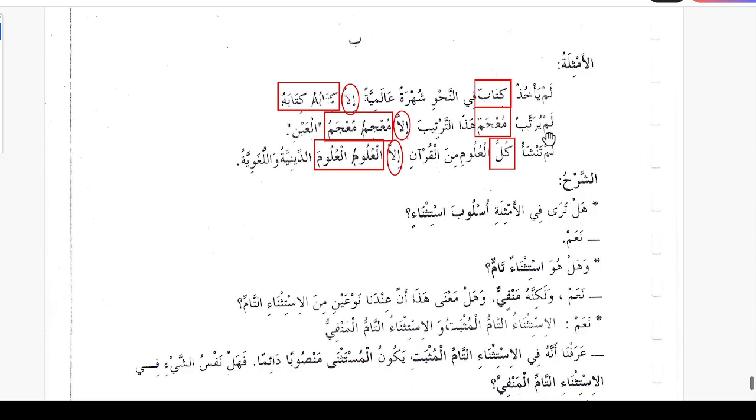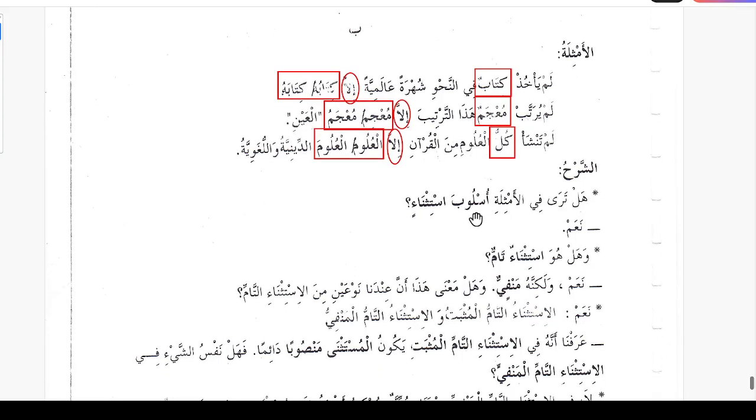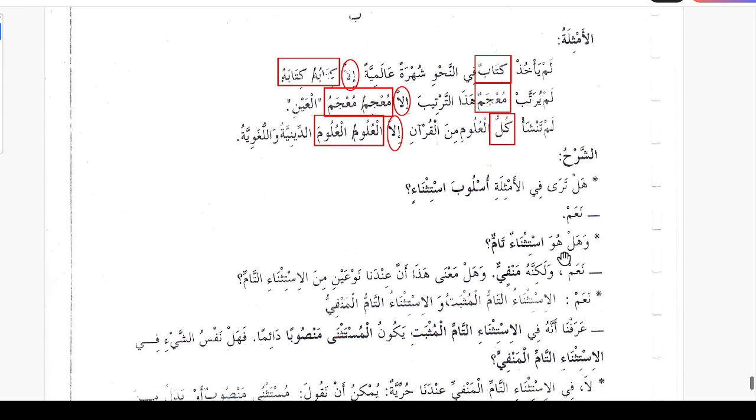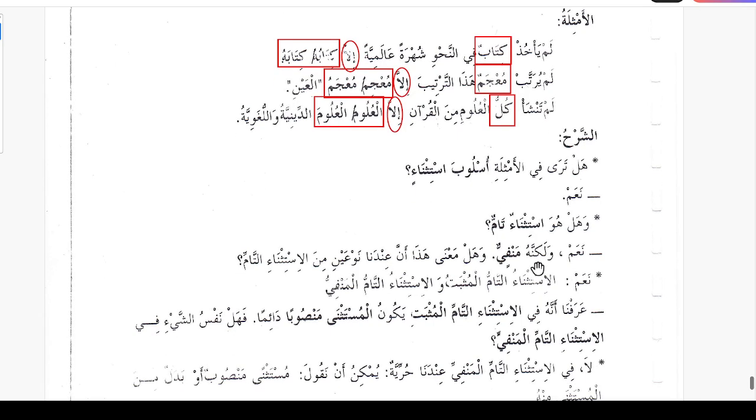But we also see that these three sentences are negative sentences starting from lam. هل ترى في الأمثلة أسلوب استثناء? Do you see in these examples the style of istisna, exception? Naam, yes. وهل هو استثناء تام? And is this the complete istisna, like has three parts? We see that, yes. Naam. وَلَكِنَّهُ مَنْفِيٌّ, but they are negative sentences, like I said, starting from lam.